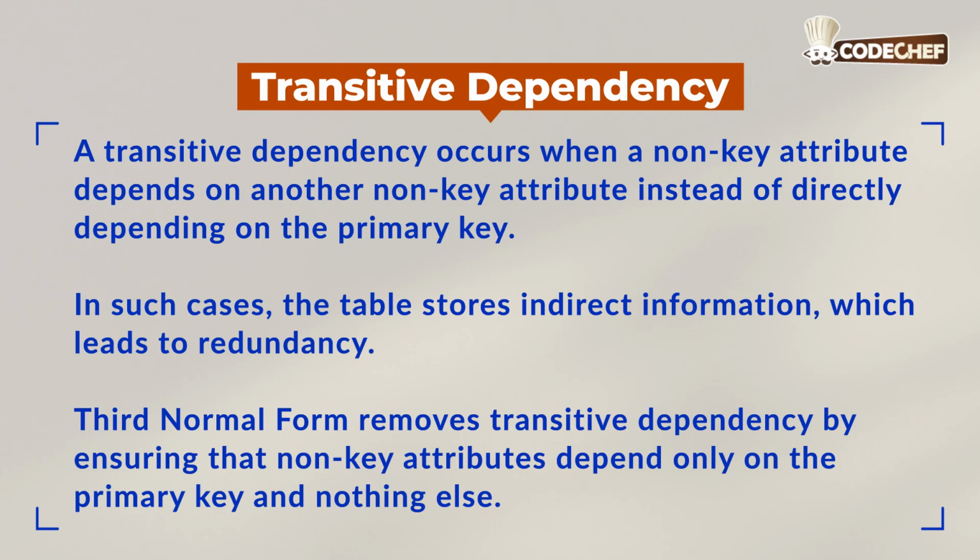Why do we make a primary key? So that we can uniquely identify the records. So the attributes that are non-key should depend purely on the primary key to avoid any kind of redundancy or errors in the data. And this we make sure using the third normal form.